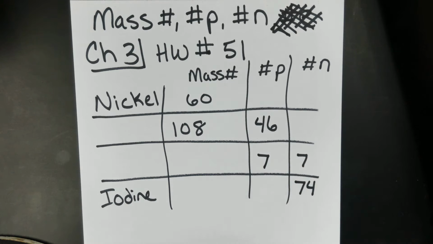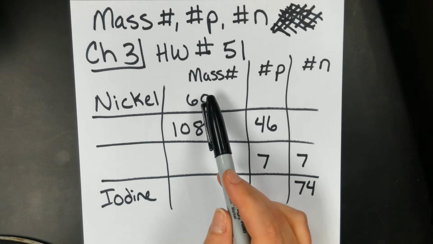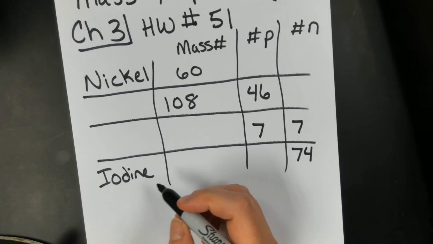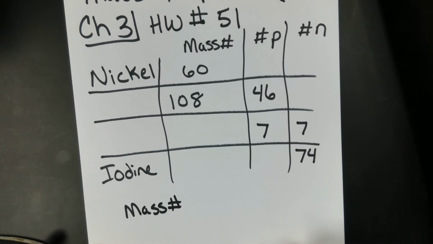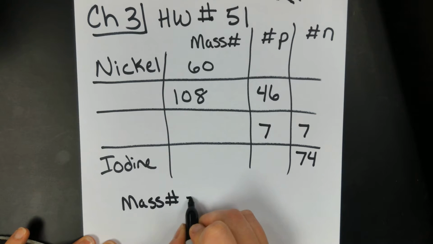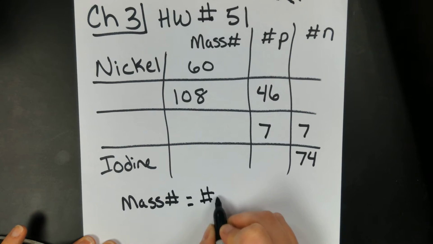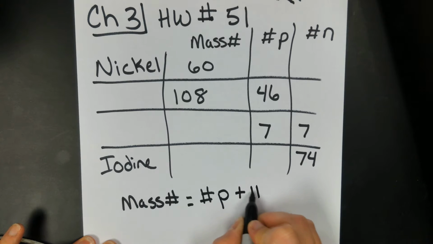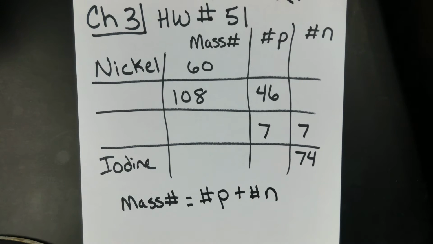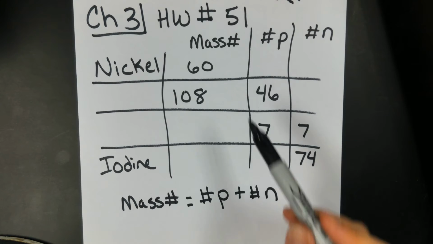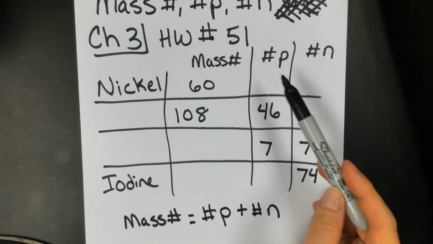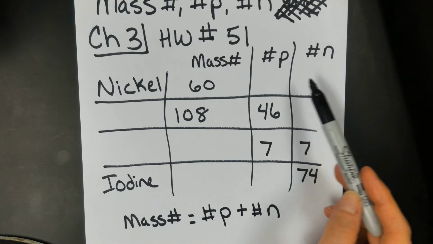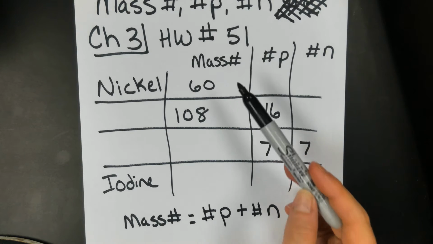So one piece of information that we need is that mass number. It's going to be a whole number. Why? Because it is the number of protons plus the number of neutrons, right? So mass numbers for certain isotopes are always going to be whole. So we see here that we have mass number of 60, so that must mean that this number plus this number must be 60. Easy peasy.